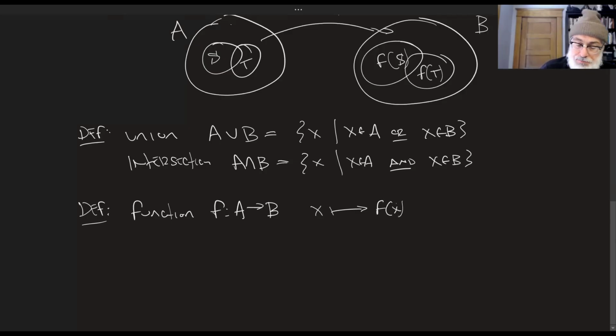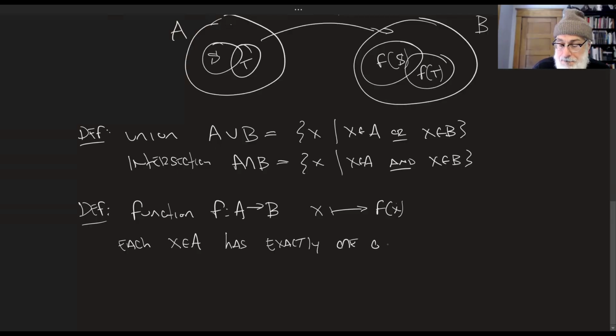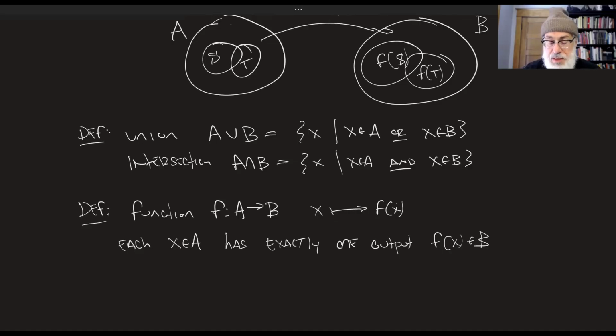Now, the function means that for each x in A, each x has exactly one output, which we'll call f of x in B. So those are the three definitions we'll need. I go into more detail about unions and intersections and other set operations in that set operations video, which you can, again, find in the description or above.